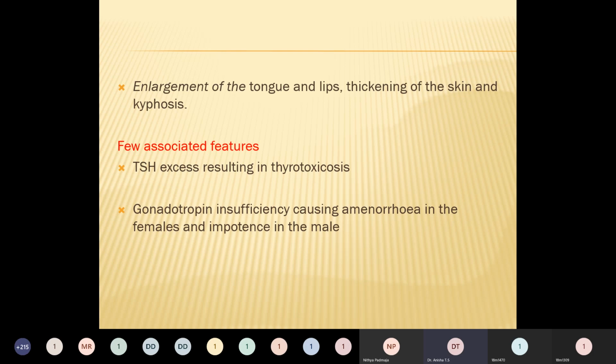Okay, and they're also associated with some other hormonal excess, because not only the growth hormone, even the thyroid hormone gets stimulated. So they'll have thyroid toxicosis, and then they'll have gonadotrophin insufficiency, which causes amenorrhea in females and impotence in males.